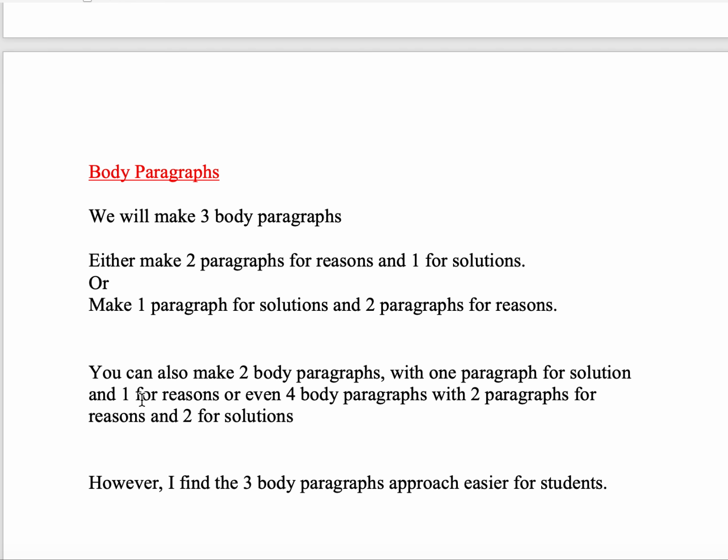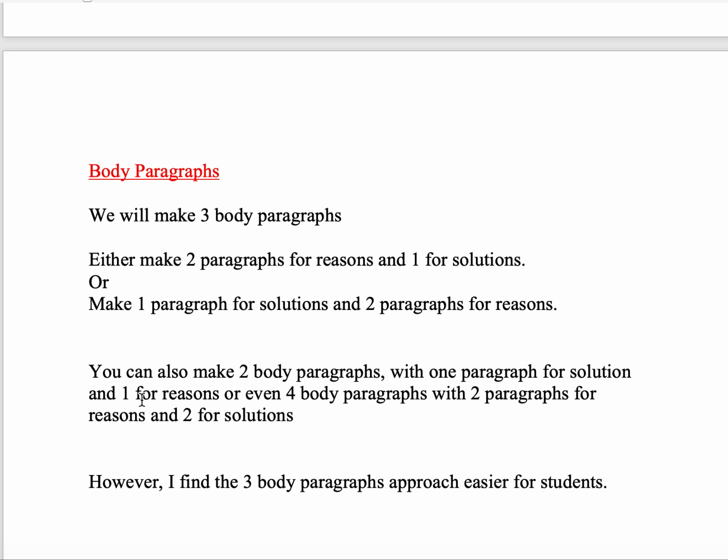Then we'll come over to the body paragraphs. Now we'll make 3 body paragraphs here, but you have many options in this essay. You can make 2 paragraphs for reasons and 1 for solutions, that is 3 body paragraphs, or you can make 1 for reasons and 2 for solutions.